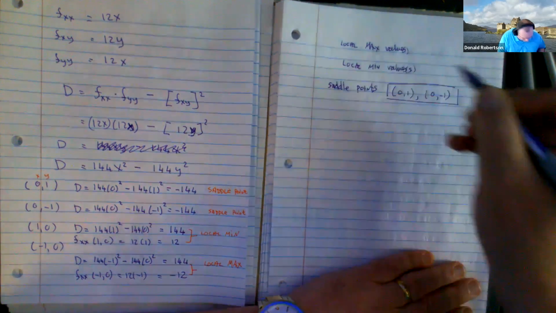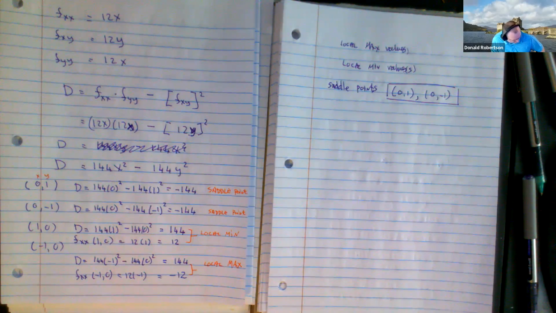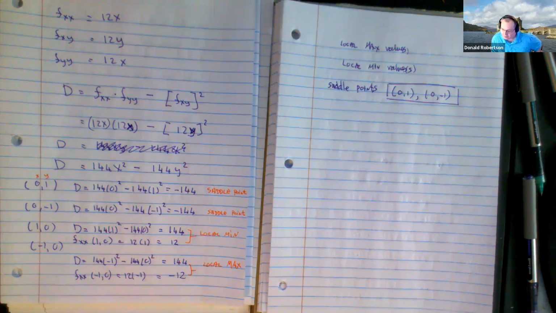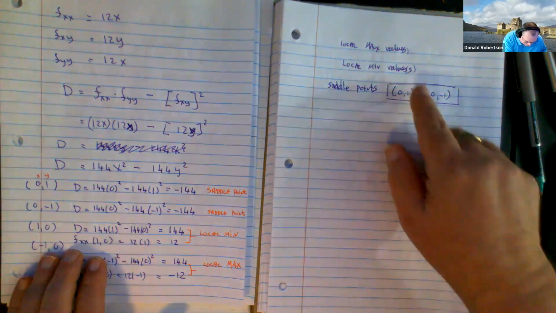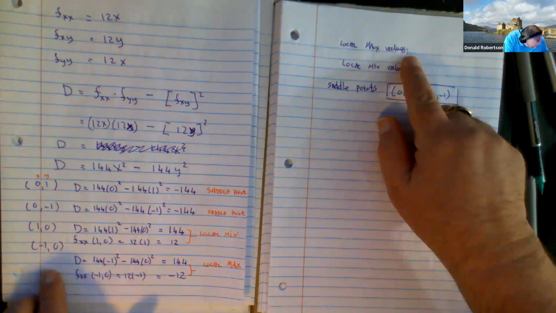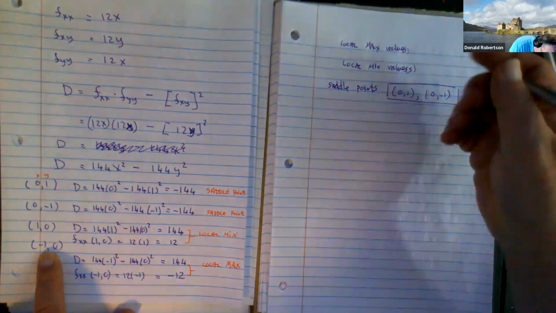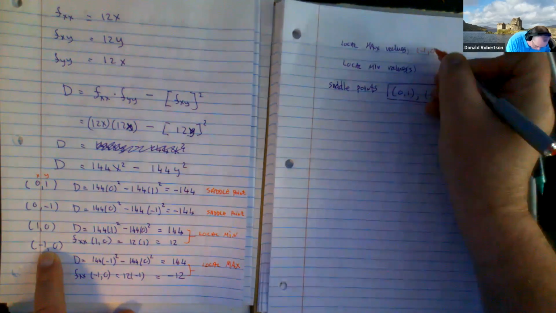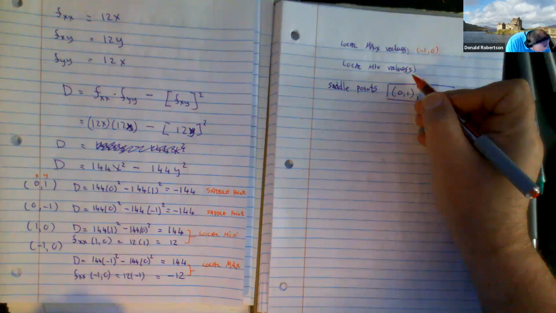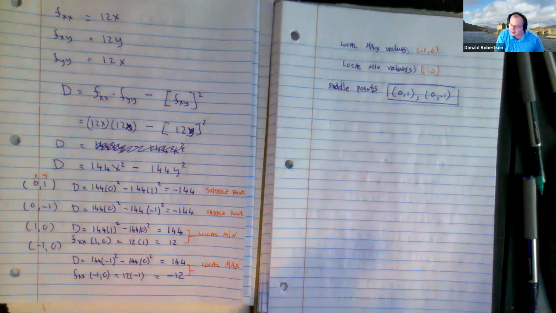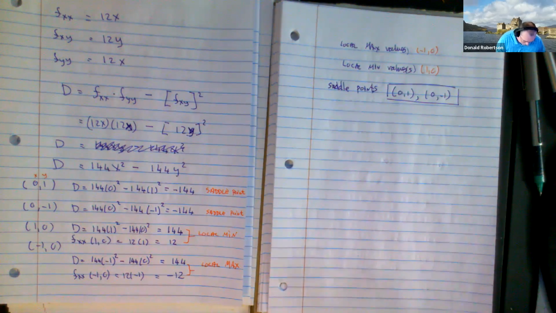Now, if I was doing WebAssign, I would probably get you just to tell me the coordinates of the local max and min. So in other words, you would just say the coordinates of the local max was at negative 1, 0, and the coordinates of the local minimum would be at 1, 0. That's what I would have done. But they don't want you to do that.